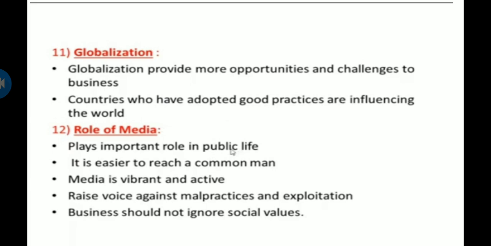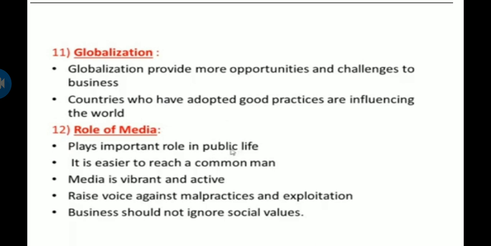Business is responsible for all the activities it does. It exists in society. The society helps business to survive. In return, business should also perform its dues towards betterment of society. That's why there is a need for social responsibility.